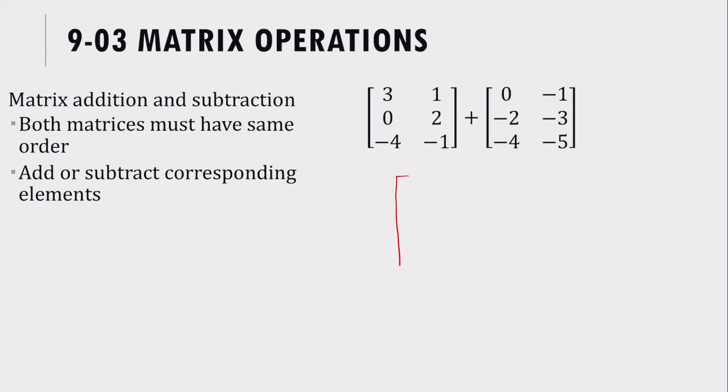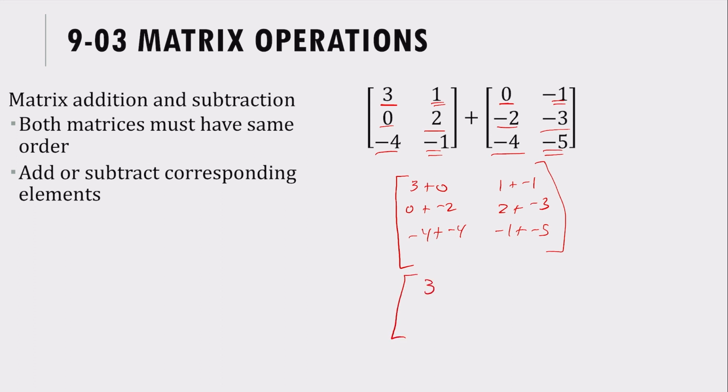For example, we'll do 3 plus 0. 1 plus a negative 1. 0 plus a negative 2. 2 plus a negative 3. Negative 4 plus a negative 4. Negative 1 plus a negative 5. So it looks like it's 3, 0, negative 2, negative 1, negative 8, negative 6.